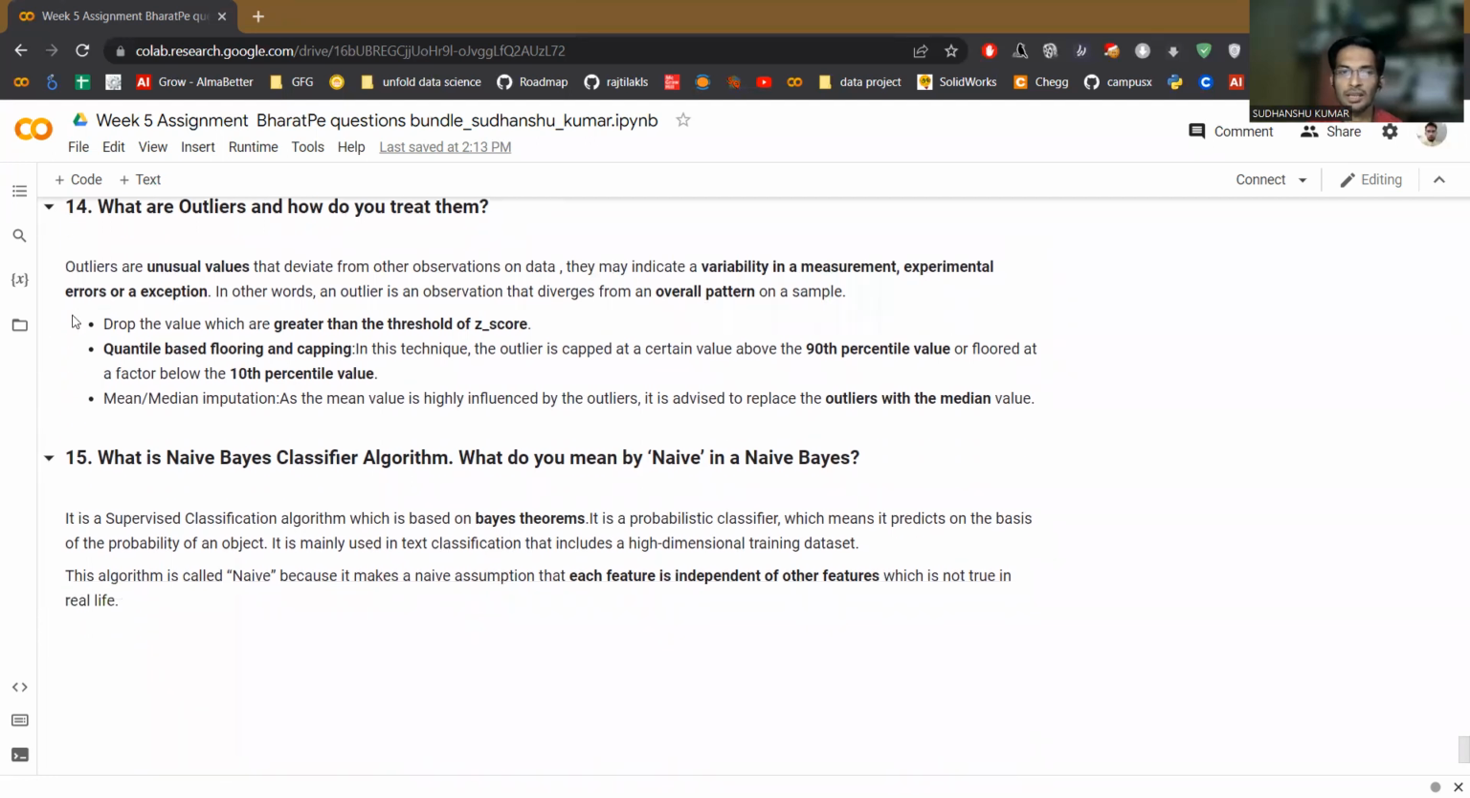What is the naive Bayes classifier algorithm, and what do you mean by naive in naive Bayes? Naive Bayes is basically a supervised classification algorithm which is based on Bayes theorem. It is basically a probabilistic classifier. The term naive in naive Bayes means that each feature is independent of other features, but it is not true in real life problems. Thank you.